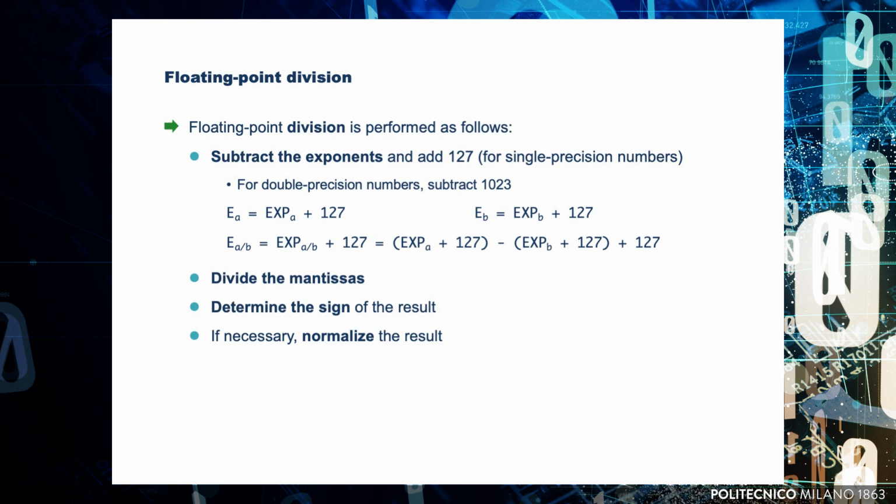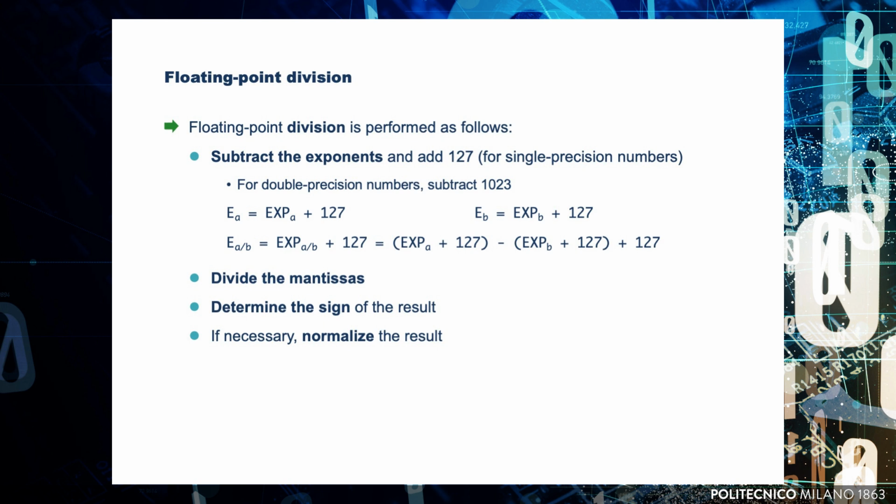Finally, this is the algorithm for the floating point division. The input operands are received in normalized form. The exponent of the result is obtained by subtracting the exponent of the divisor from that of the dividend and then adding the bias: 127 for single precision and 1023 for double precision. The mantissa of the result is computed by dividing the mantissa of the dividend by the mantissa of the divisor. The sign of the result is determined according to the usual rule based on the signs of the operands. Finally, the result is normalized, if necessary.